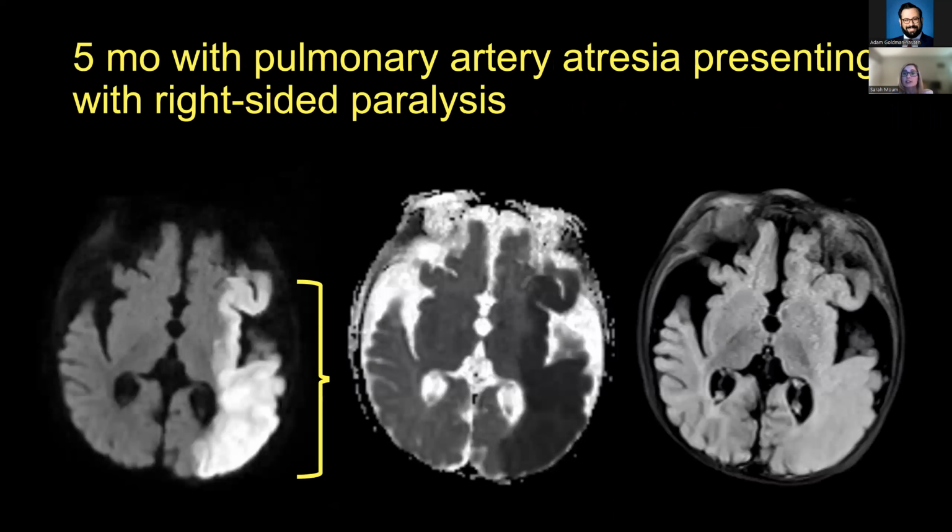This next patient is a 5-month-old with pulmonary artery atresia who presents with right hemiparesis and right facial weakness. By DWI, we see restricted diffusion involving the left MCA territory, confirmed by the low signal on ADC. These findings are consistent with an acute left MCA territory infarction, secondary to embolus in this cardiac patient. At screen right, the FLAIR image shows hyperintensity in the region of infarction, representing early edema.